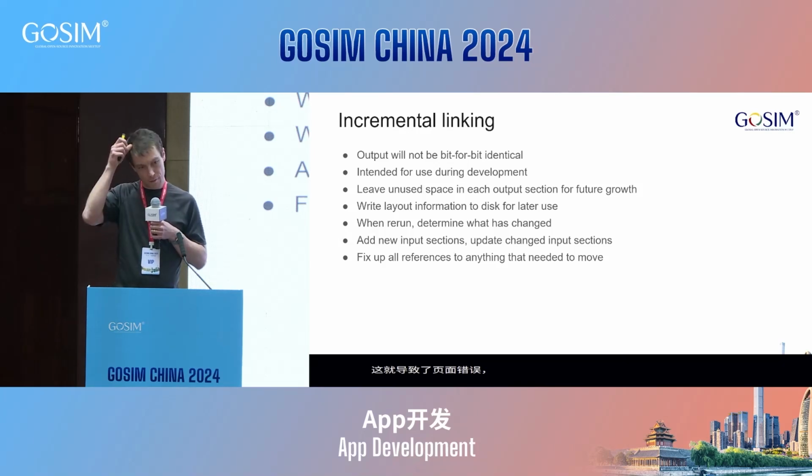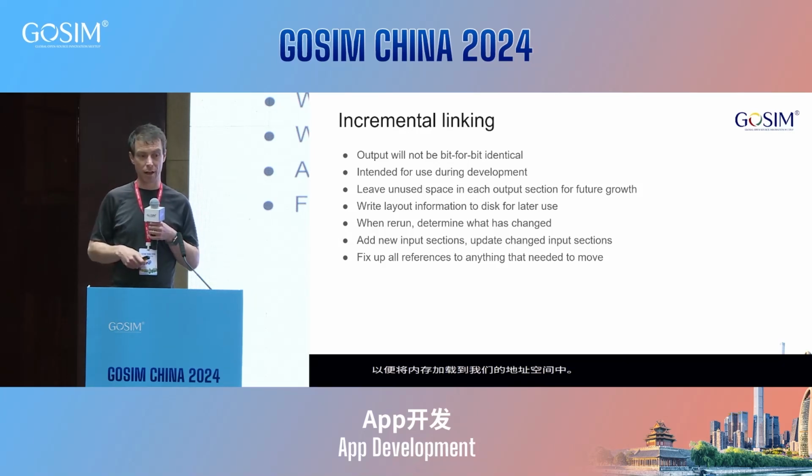So fairly soon, I'm intending to start work on incremental linking. The idea of incremental linking is it wouldn't be bit for bit identical to what you would get normally. And it's not something you would use for release builds. It's something used for development. And so what I would do would be I would leave space in each output section for future growth, or possibly for each input section, and then also write layout information to disk so that when we rerun, we know what happened before and we can update it.